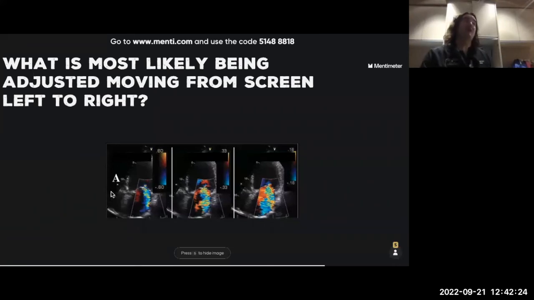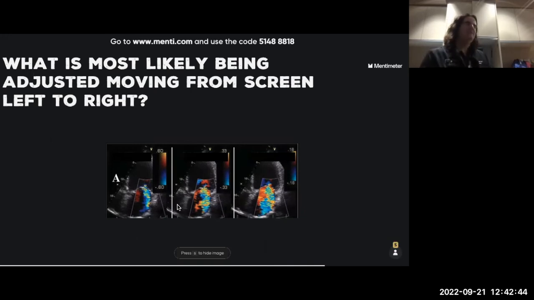Another mode of color is called power Doppler. Power Doppler is different than this. Power Doppler was specifically made. It has no vector. It doesn't tell you whether flow is coming toward or going away from the probe. It just tells you that there is flow. That's all it tells you.